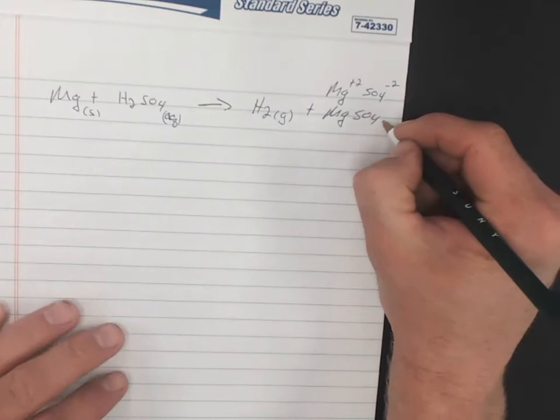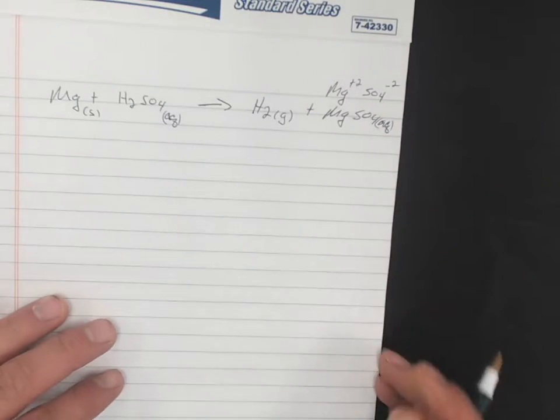We need to know the phase of MgSO4. Where do I look? Table F. Good job. You guys are getting these down. Table F. Find sulfate. Are we with calcium, strontium, barium, or lead? The answer is no. We are aqueous. Are we balanced? Beautiful.